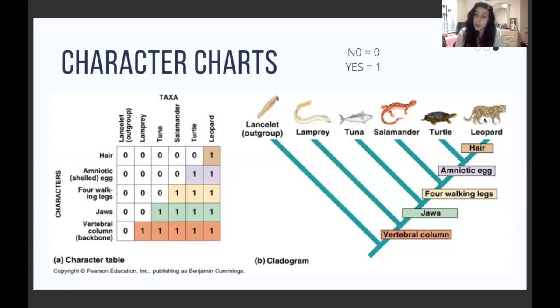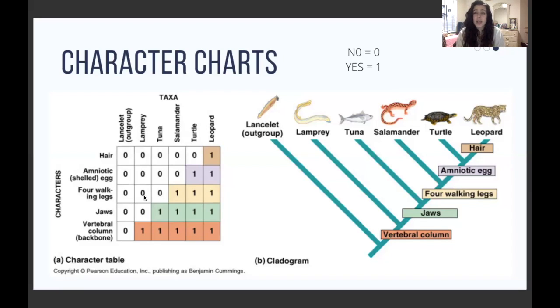Everything beyond this point has 4 walking legs. Hence, when we ask the question, who has 4 walking legs, it's the salamander, the turtle, the leopard. Salamander, turtle, leopard all get a 1 for yes. The remainder of these organisms get a 0 for no.